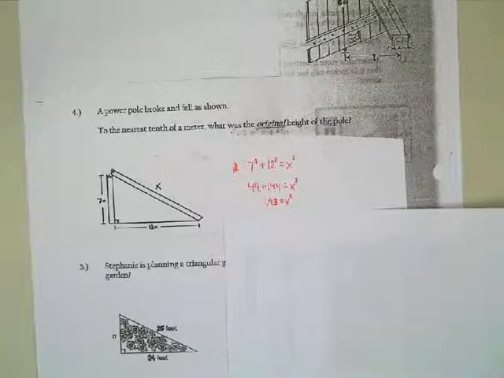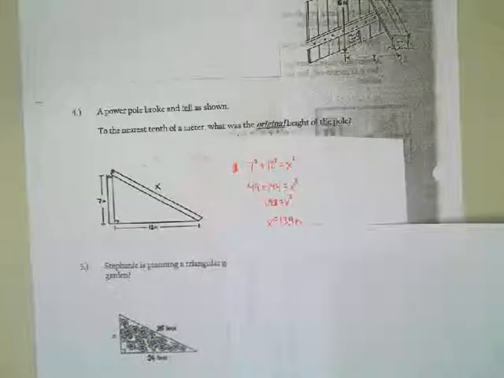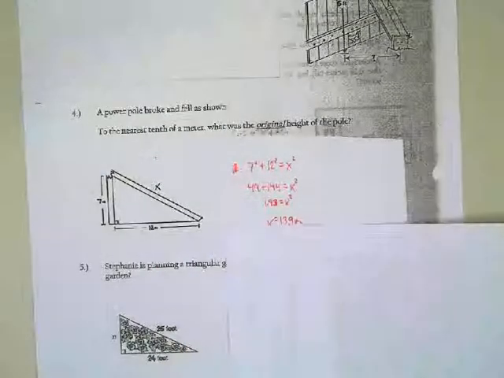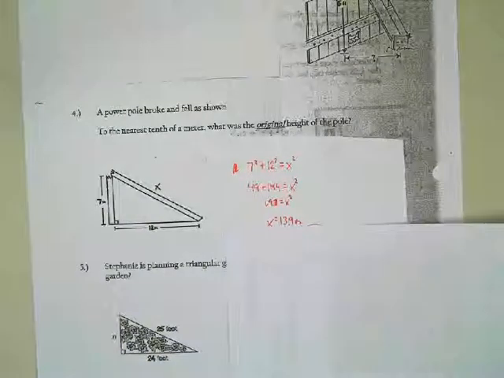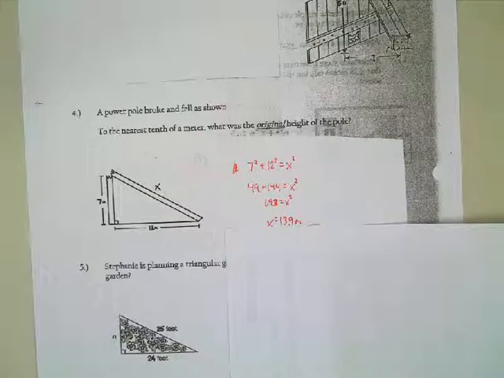All right. So are we done, though, Adam? Once we find this length x, it's 13.9 meters. Have we answered the question? The question says, what was the original height of the pole? You have to add that to 7. There you go. 20.9 meters is the final answer there.